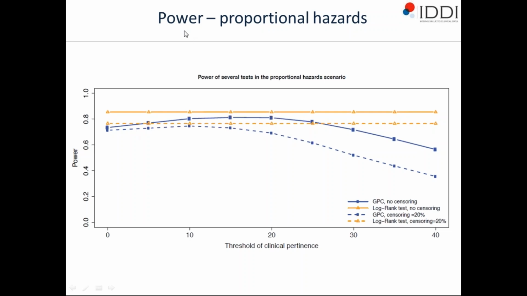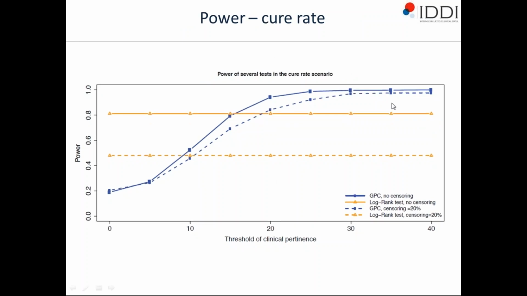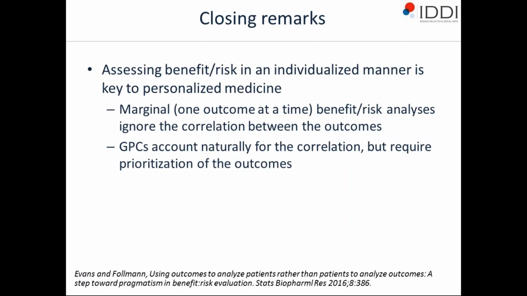How about the power of the test? If we compare the power of the log rank test with the power of the GPC approach, well, obviously the log rank test is uniformly better. The yellow curve is always better than the blue curve. But if we have delayed treatment effects, as in immunotherapy, then the GPC approach has better power than the log rank. If we put the threshold of clinical relevance far enough in time that we begin to see the separation of the survival curves. And likewise, if we have a cure rate, then the GPC test actually has better power than the log rank.